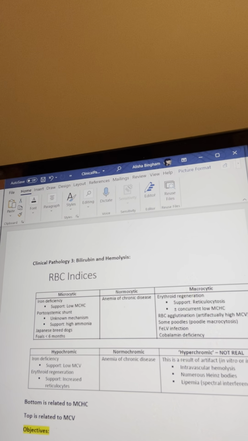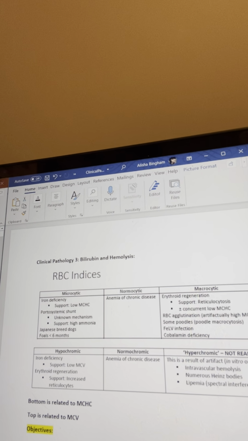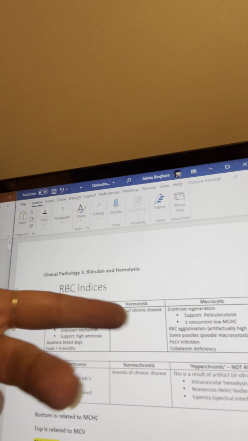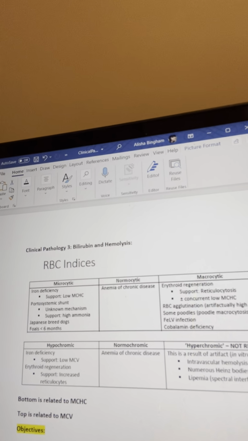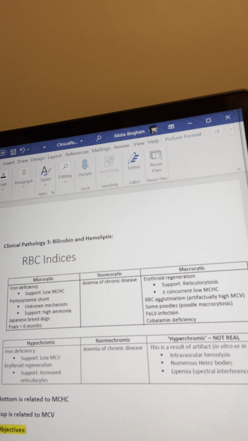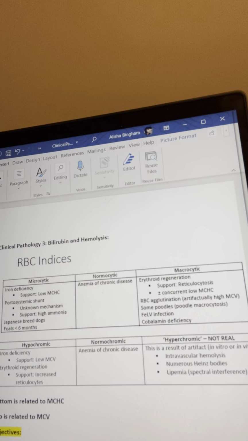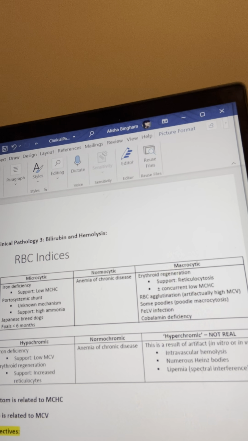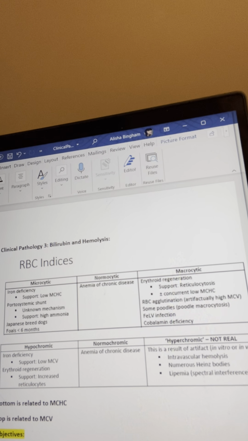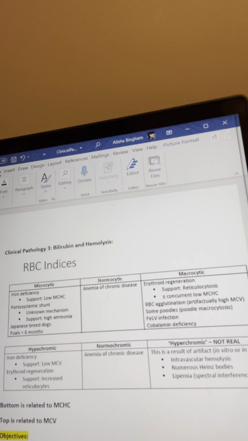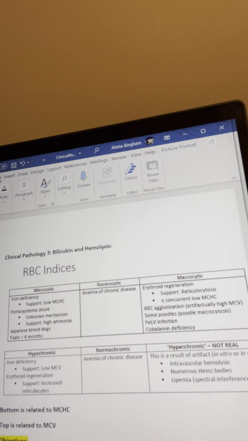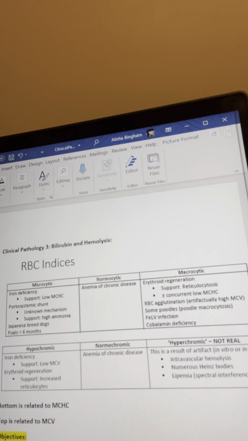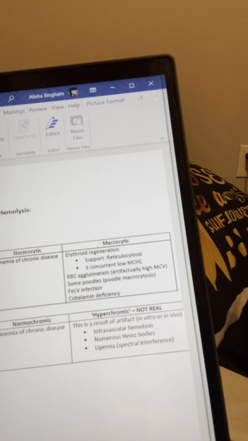The support is increased reticulocytes. And then we have normocytic. Sorry, I should have gone that way first. That means anemia of chronic disease. And then we have macrocytic, which has to do with erythroid regeneration. So the support is the reticulocytosis. It has a positive or negative concurrent low MCHC, red blood cell agglutination, so artificially high MCV. And then this is usually in some poodles, has to do with FeLV infection in cats, and then cobalamin, I can't even say that, deficiency.